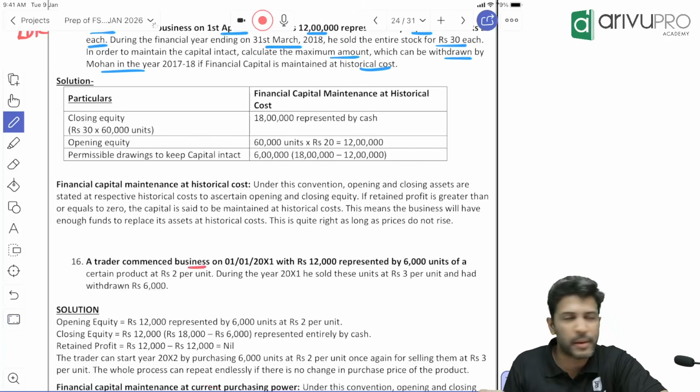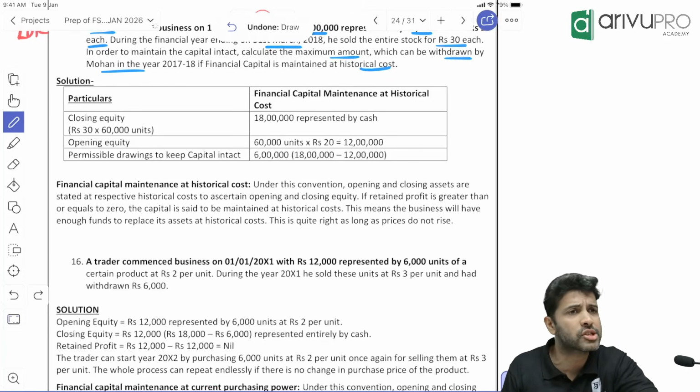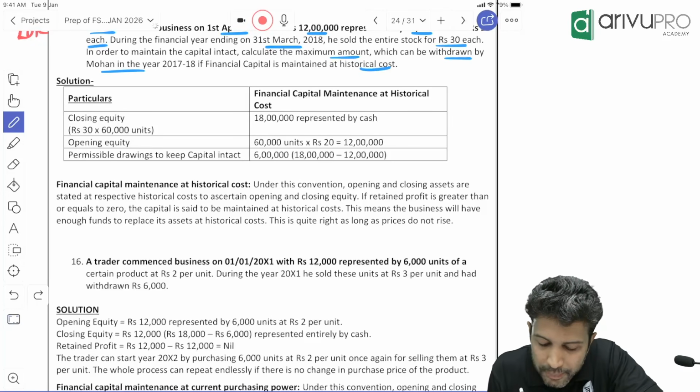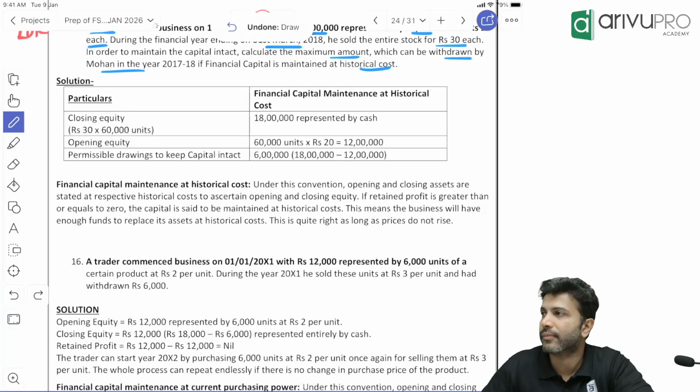In the question, they will mention whether it is historical cost or current cost. A trader commenced the business on 1st January.